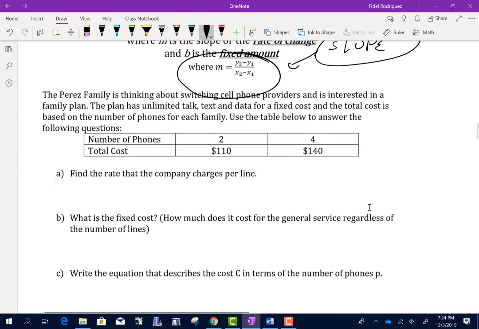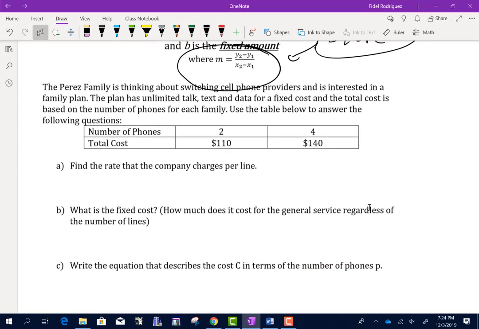So let's take a look here. It says, the Bettis family is thinking about switching cell phone providers and is interested in the family plan. The plan has unlimited talk, text, and data for a fixed cost, and the total cost is based on the number of phones for each family. Use the table below to answer the following questions. It says, find the rate at which the company charges per line. So let's take a look here, guys. When we have 2 phones, they're charging us $110. When we have 4 phones, they're charging us $140.